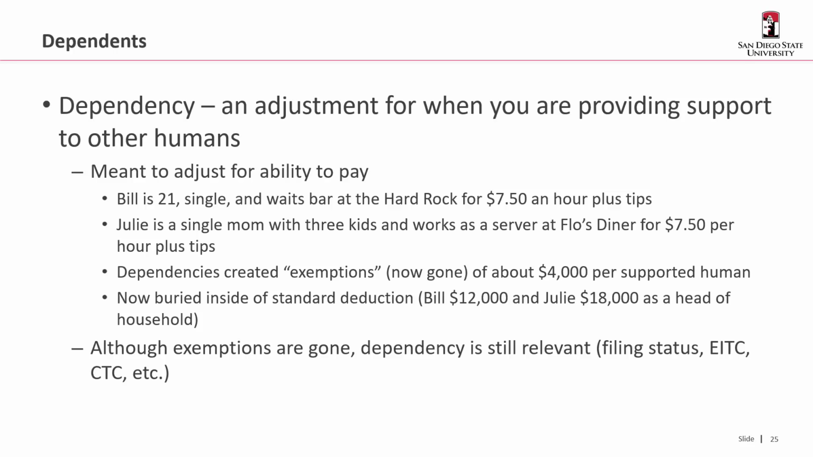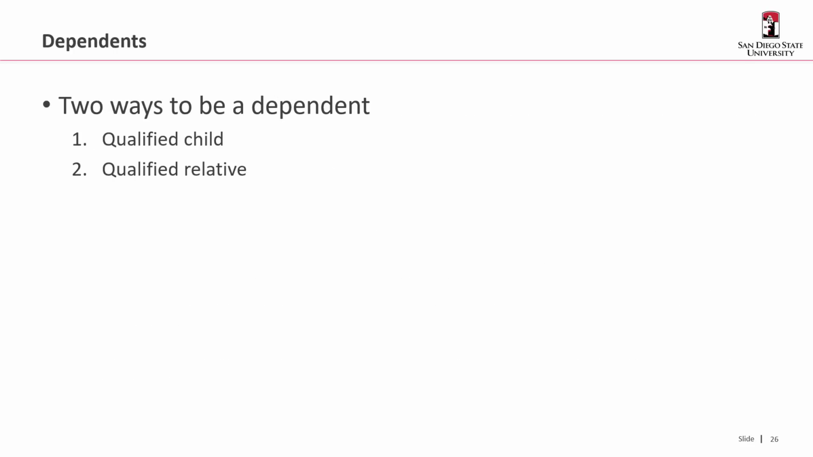We know it's relevant to filing status. It's relevant to the earned income tax credit, which we don't get to, I think, until chapter 14, which is a bummer. It's relevant to the child tax credit, which we cover a little bit today, and then again in greater detail in chapter 14, and a few other things.